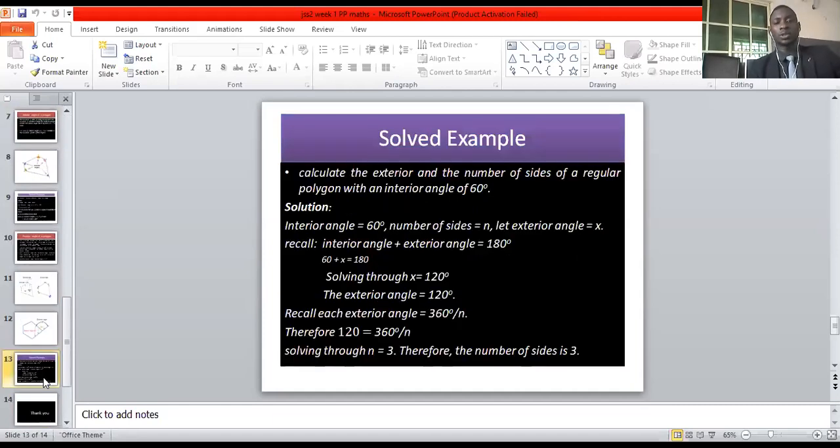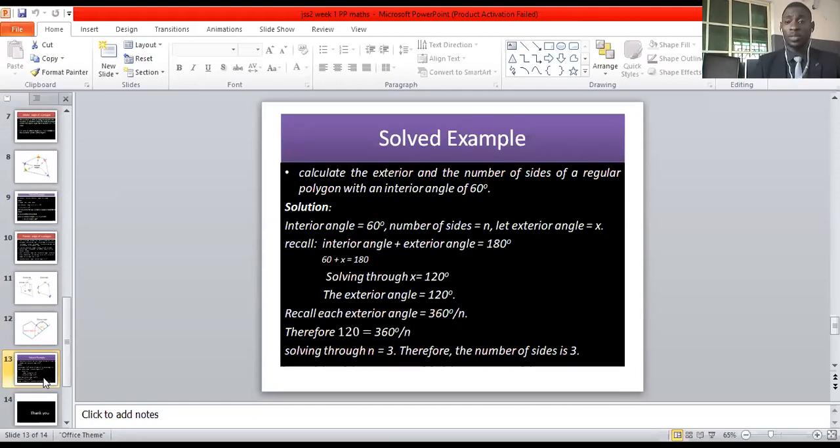So look at the example. Solution. The interior angle is given as 60. The number of sides is n. Let the exterior angle be x, because we have to calculate the exterior angle. We don't know the number of sides, and we don't know the exterior angle. So how do we calculate it? From the formula. If you want to calculate the interior angle, you have (n minus 2) times 180. But in the case of the exterior angle, what is it?